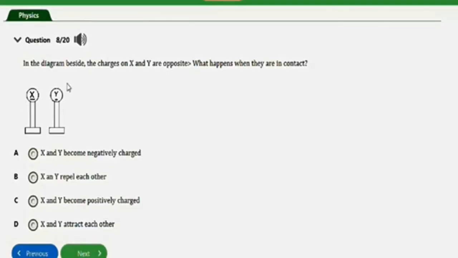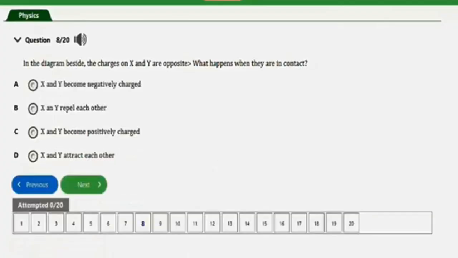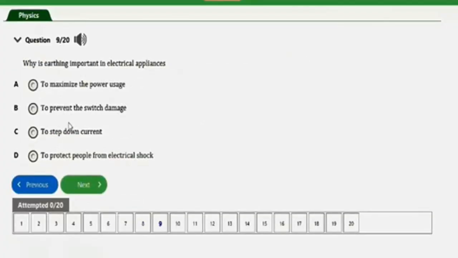Okay, the next question will be this question. It says, why is earthing important in electrical appliances? So guys, this question is very, very important. Take note of it. Option A, to maximize the power usage, to prevent the switch damage, to step down current, to protect people from electrical shock. So the right option is option D, to protect people from electrical shock.